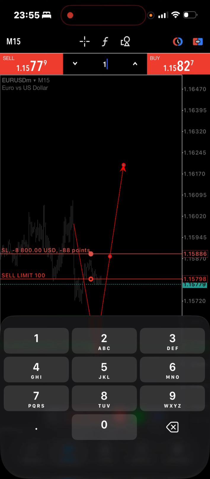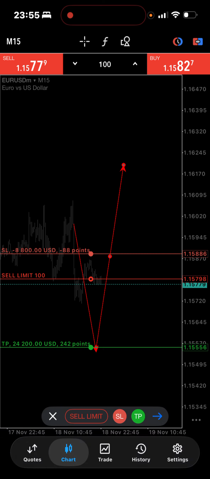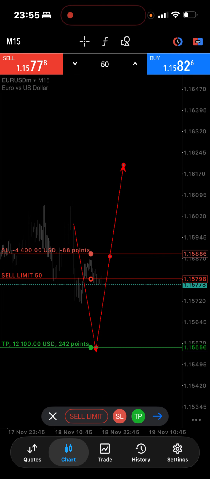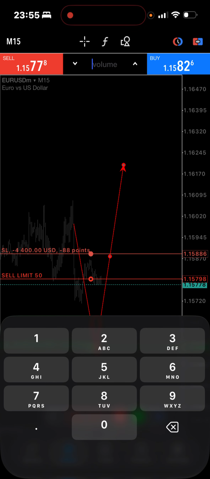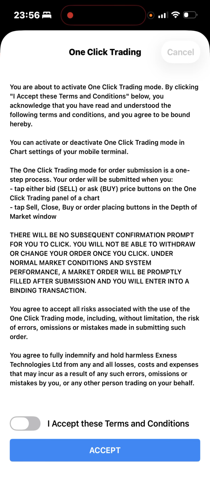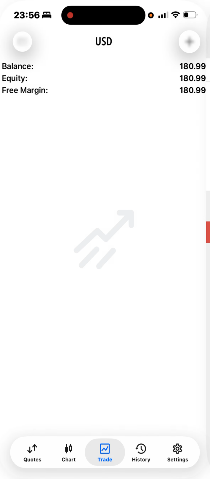So now 100 was giving us $8,800 loss. Let's say we want to risk $900. Let's try 50. 50 is giving us $4,400 loss. You get. So 900. Let's try another one again. Let's keep going down. Let's try 30. 30 is giving us 2,640. So it's still not 900. It's still above 900.